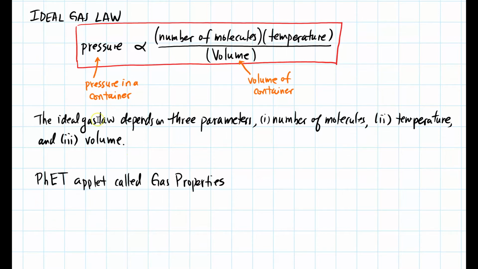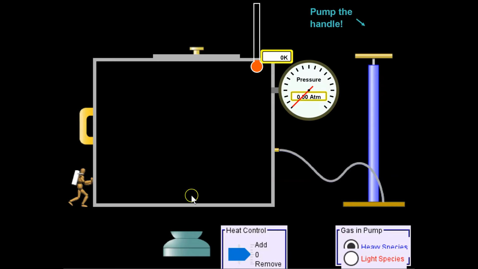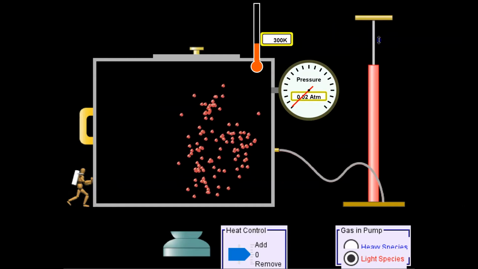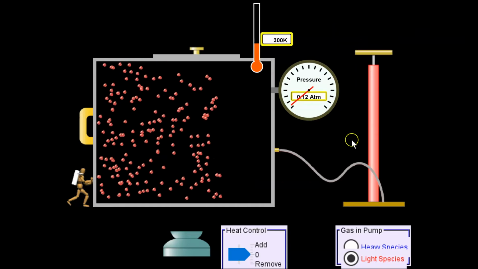To describe the ideal gas law, I'm going to use the PhET applet called gas properties. What you're looking at here is a container, and here's a thermometer. This is a pressure gauge that measures in atmospheres. And then here's a pump. If I pump this handle, I'm going to get gas molecules coming in. So let's go look at that. I'm going to start pumping in some gas molecules.